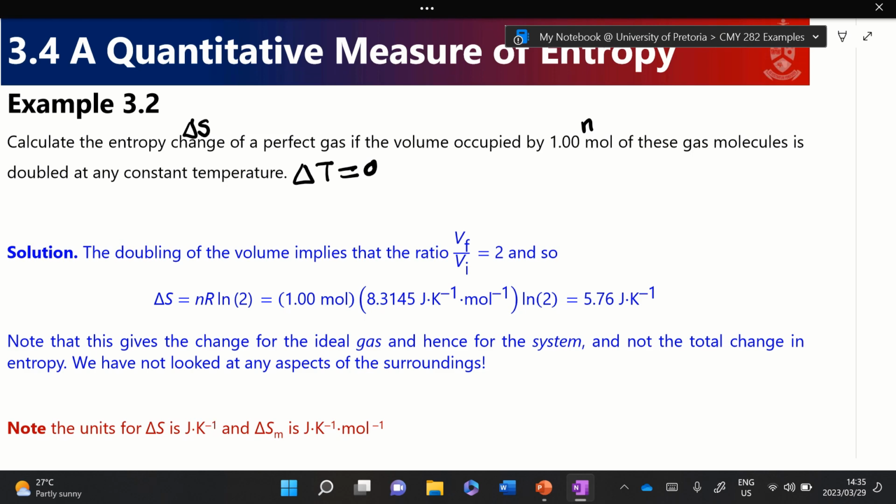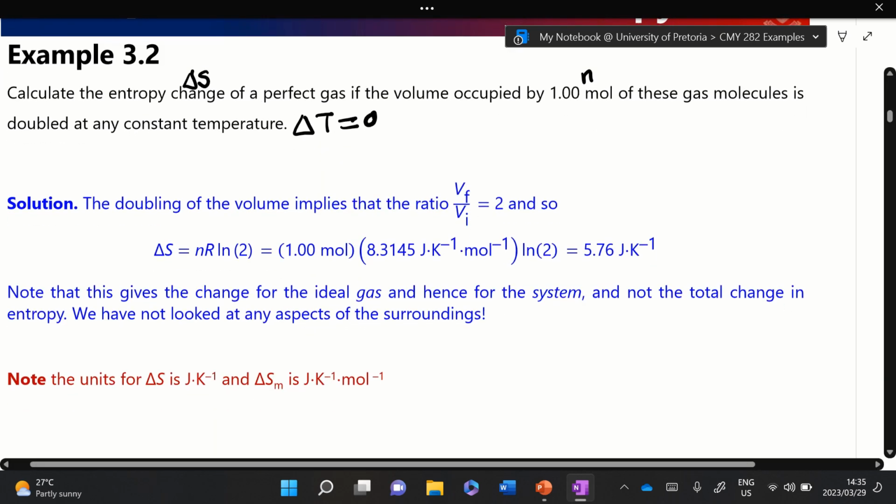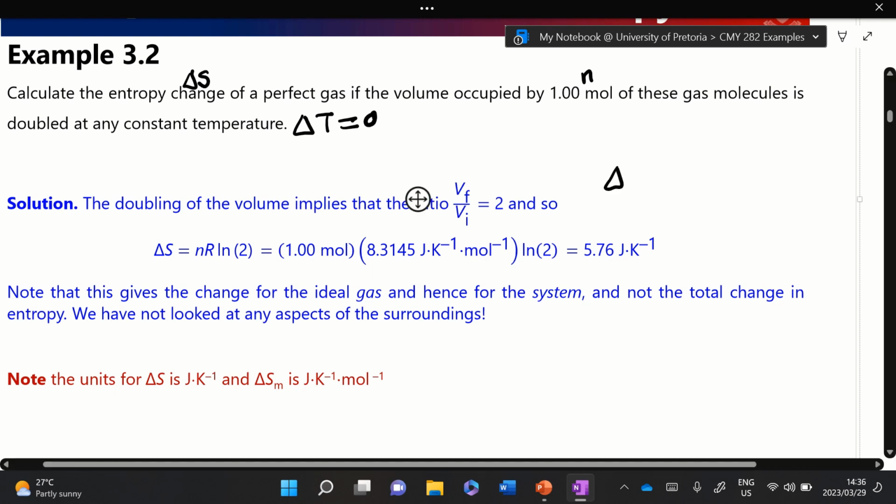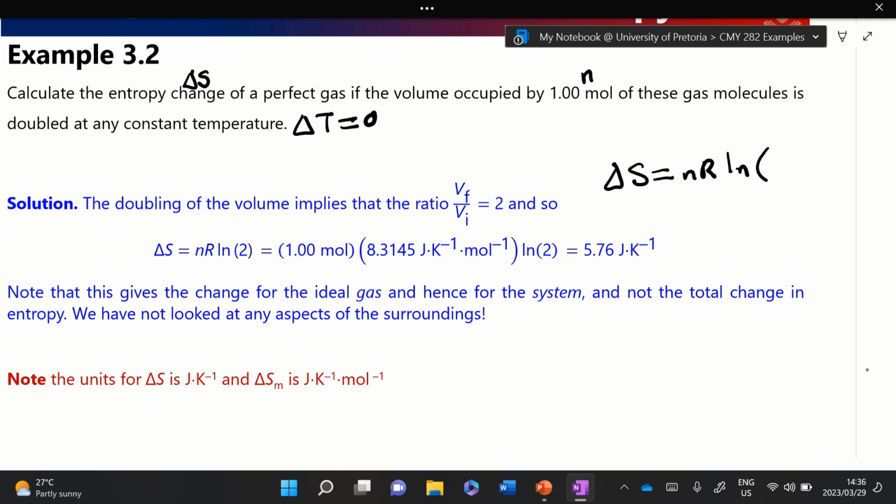Right. And then in the notes, you see that I do the calculation, but essentially where it comes from is the section just before that. So section 3.4.1, which is the isothermal expansion of an ideal gas, and then more specifically equation 3.4, which states that delta S is equal to nR ln of Vf over Vi.